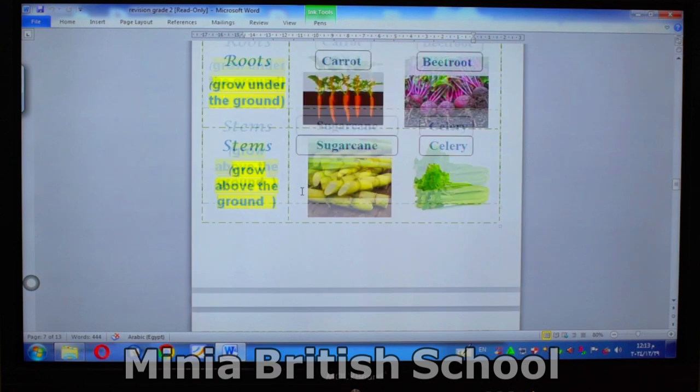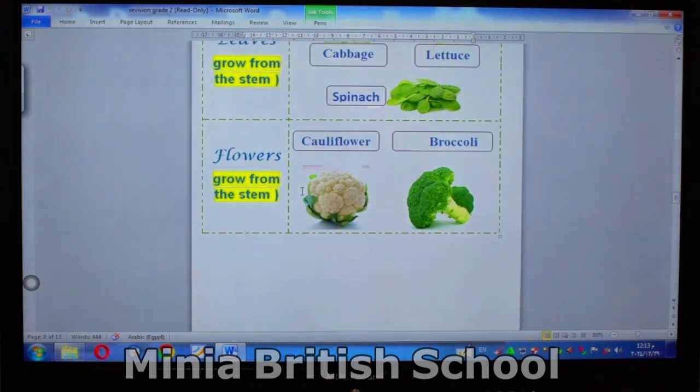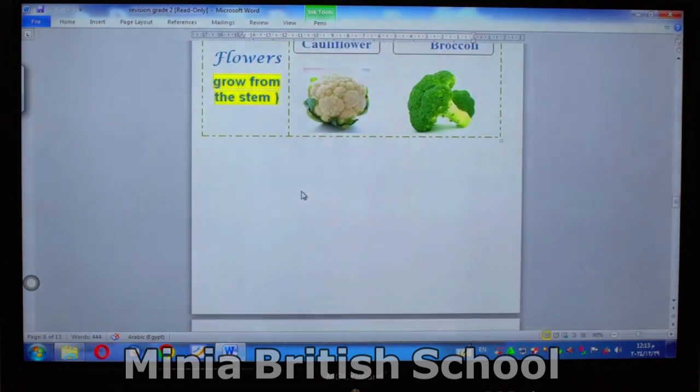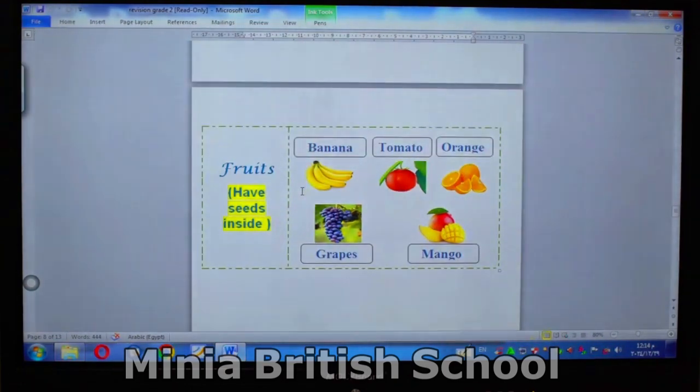And we can eat leaves that grow from the stem, like cabbage, lettuce, spinach. Okay. And we can eat flowers that grow from the stem, like cauliflower and broccoli. Also, we can eat fruits that have seeds inside them, like tomato, orange, grapes, and mango. Okay.